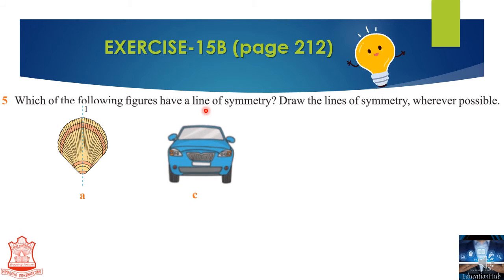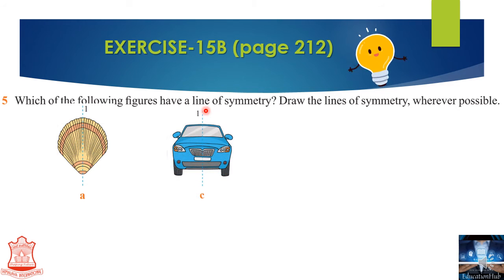Then the next is this car. We can divide the car using again one line. So this is also the line of symmetry. Similarly, this weapon. इसमें से भी हम one line ऐसे draw कर सकते हैं so that it is identical in shape and size on both the sides. So this is our line of symmetry.